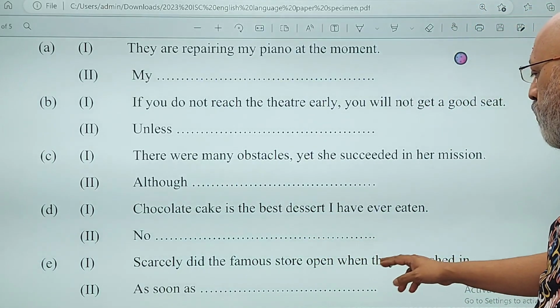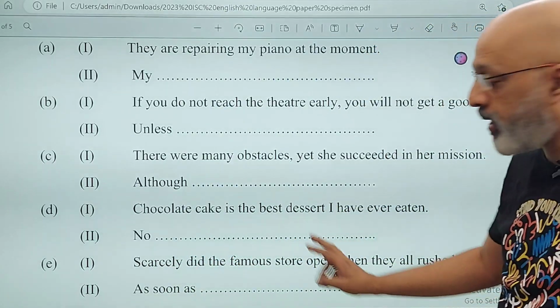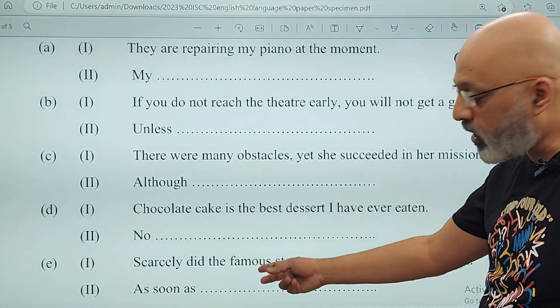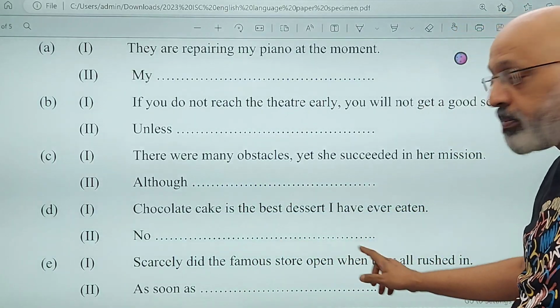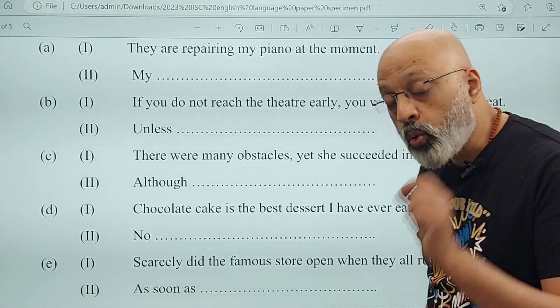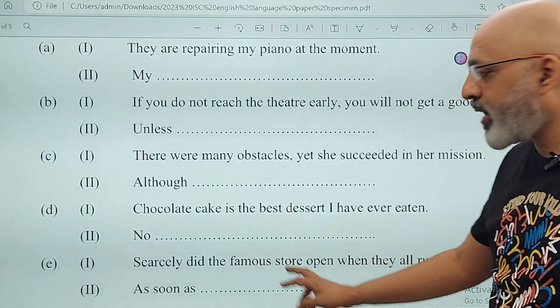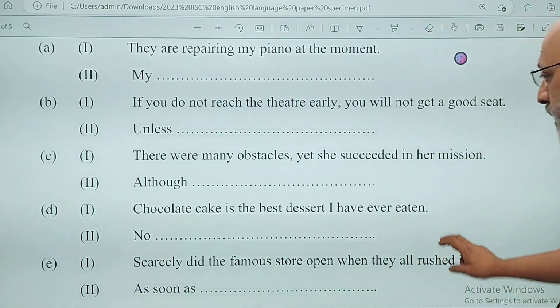Scarcely did the famous store open when they all rushed in. Always remember, scarcely is used with when. Hardly is also used with when. If the as soon as sentence was given and you were asked to write it with scarcely, you should remember that you cannot use than with it. Only no sooner takes THAN. So: as soon as the famous store opened, they all rushed in.